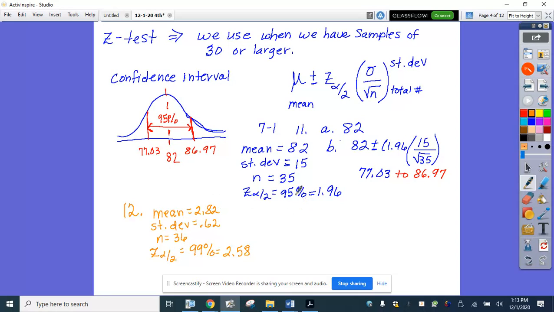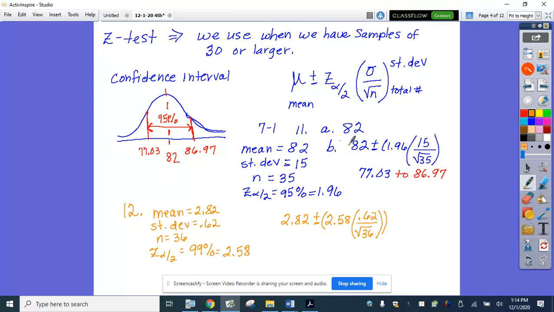Okay, so let's fill this in. We're going to do 2.82 plus or minus 2.58 times 0.62 divided by the square root of 36. And I should have two numbers, one for a minus, one for a plus, and that would be my confidence interval for number 12. That should help you if you have not finished your problems, number 14, 15, and 16 from yesterday's homework.